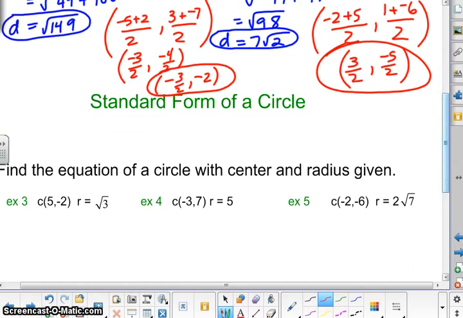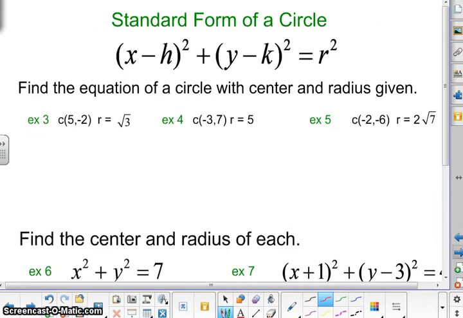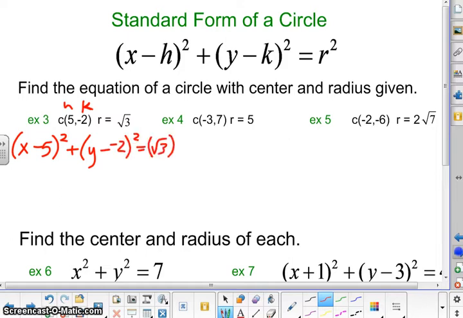Now, let's go ahead and move on to the standard form of a circle. And in the standard form, you would write it as this: x minus h squared plus y minus k squared equals r squared. So you may be familiar with this a little bit, but pause it and write that down. And we're going to find the equation with the center and the radius given. So this center point is going to be the h and the k that you see in the standard form. R, as it says, is the radius. Okay, so then x minus 5 squared plus y minus a negative 2 squared equals square root of 3 squared.